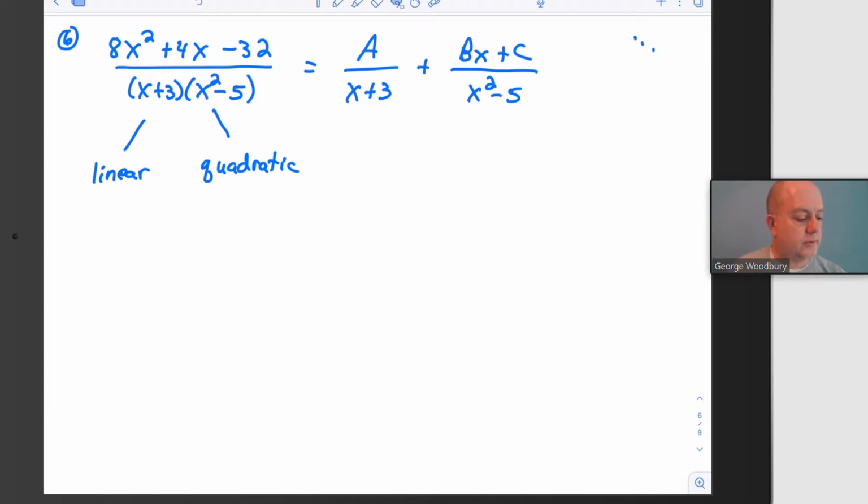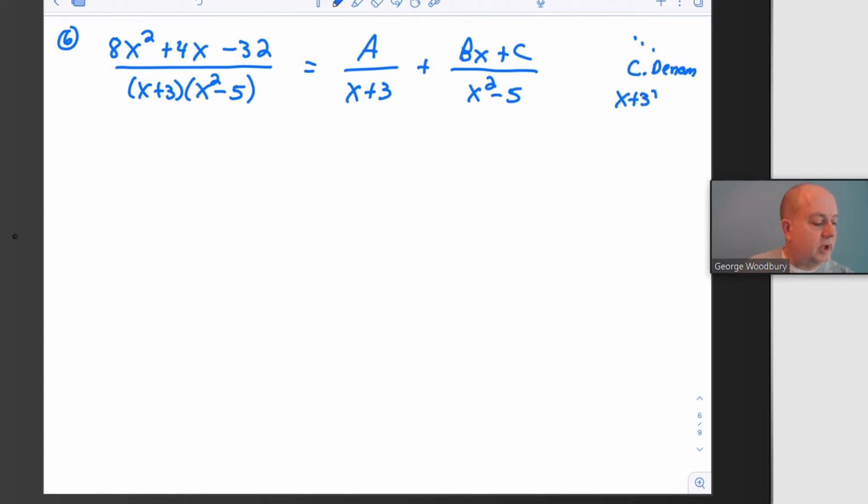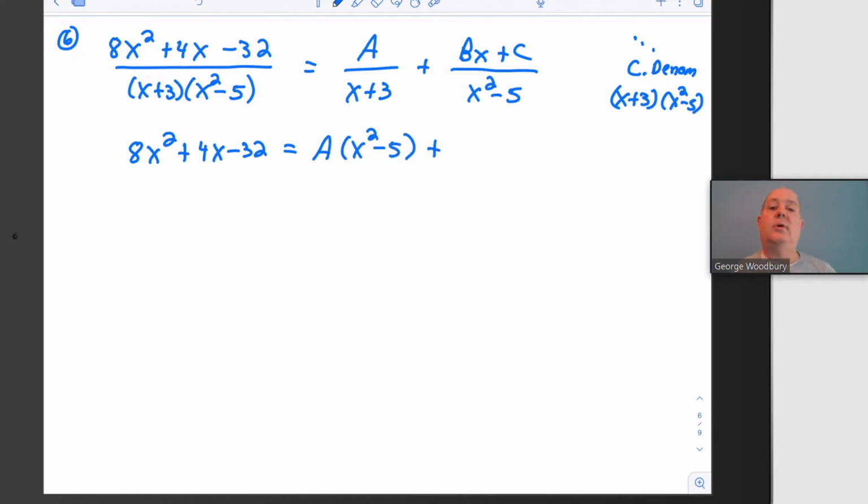Let me get rid of that, because we're going to need the real estate. And if we multiply through by our common denominator, which is x plus 3 times x squared minus 5, the left side becomes just the numerator, 8x squared plus 4x minus 32. The right side, the x plus 3's divide out, leaving A times x squared minus 5. For the second one, the x squared minus 5's divide out, and we're left with Bx plus C times x plus 3.